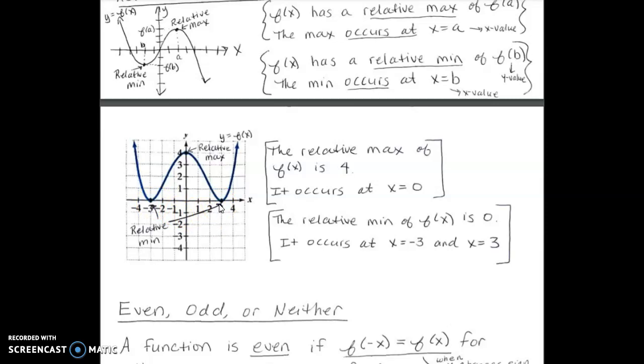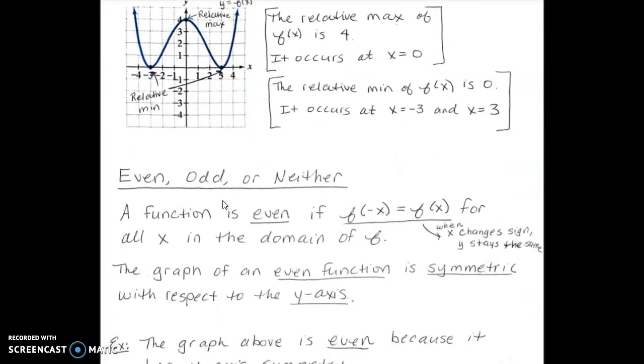So we could say on this graph that the relative max of f of x is 4, that's the y value, and it occurs at the x value right there, which would be at 0. This graph has a relative minimum value of 0, right here, and again right here, and it occurs at the two x values of -3 and 3. So the relative max or min is the y. It is occurring at, or for which it has the relative max or min, represents the x's.